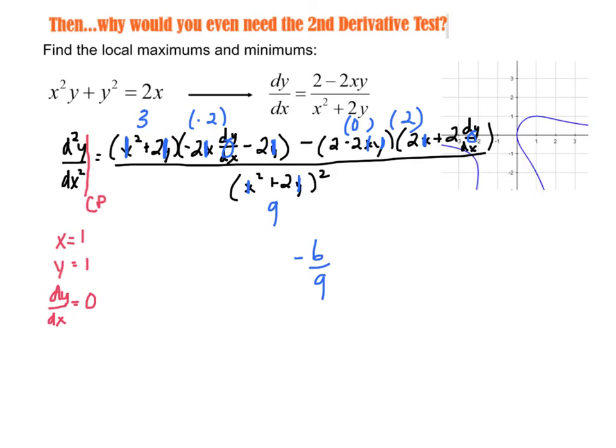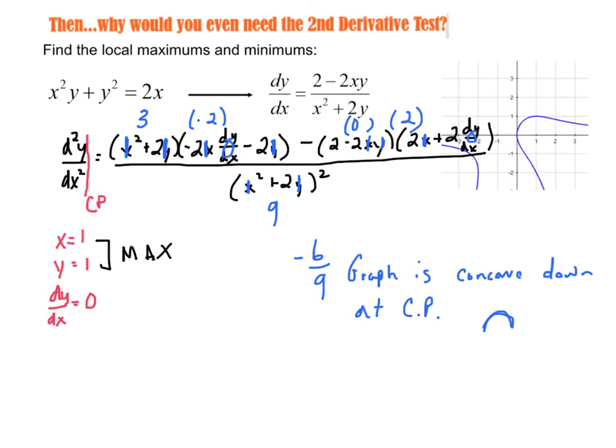When we plug in the critical point to the second derivative, we get a negative, meaning the original graph is concave down at the critical point. Now concave down, remember the shape, that must make this critical point a maximum. And you can see that by the graph. I put that in here, that 1, 1 is indeed a maximum.